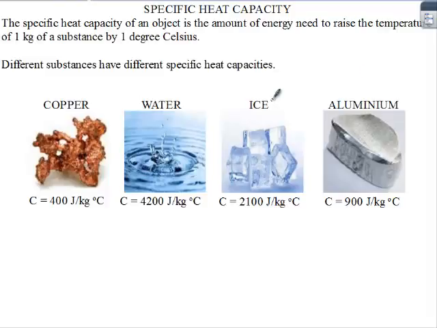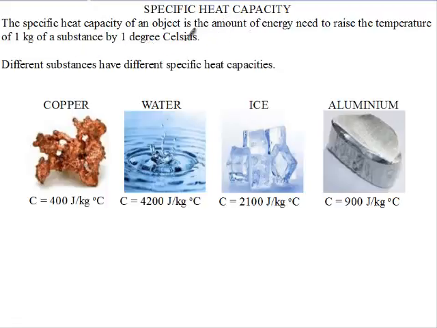Now let's talk about specific heat capacity. In the previous video, we saw that once a material is heated, its temperature will rise. The rise depends on the mass of the material, or the mass of the object, the material the object is made from, and then the amount of heat or energy being supplied. Now, there's something we call specific heat capacity.